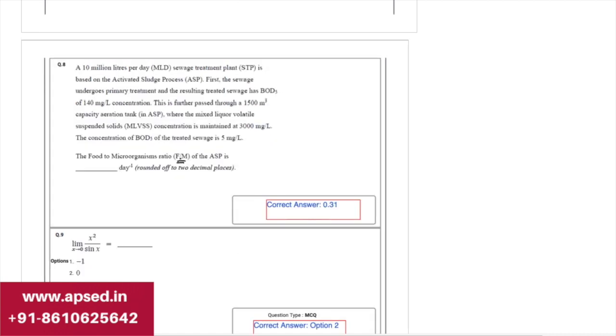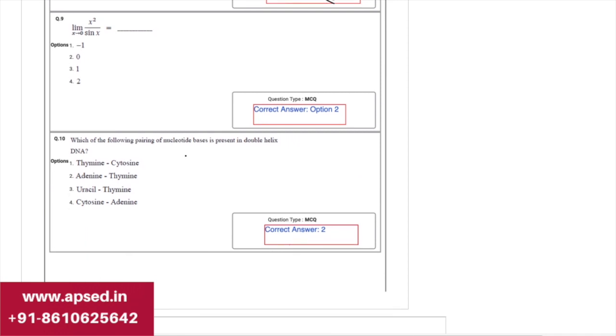Then the next question is asking for the F by M ratio for this activated sludge process. That is basically food to microorganism. Food is calculated based on the BOD times flow, and microorganisms we calculate as volume times MLVSS concentration. If you use this formula, you'll obtain the answer about 0.311. Then this is simply asking for the pair in DNA. The correct answer for this is adenine and thymine.